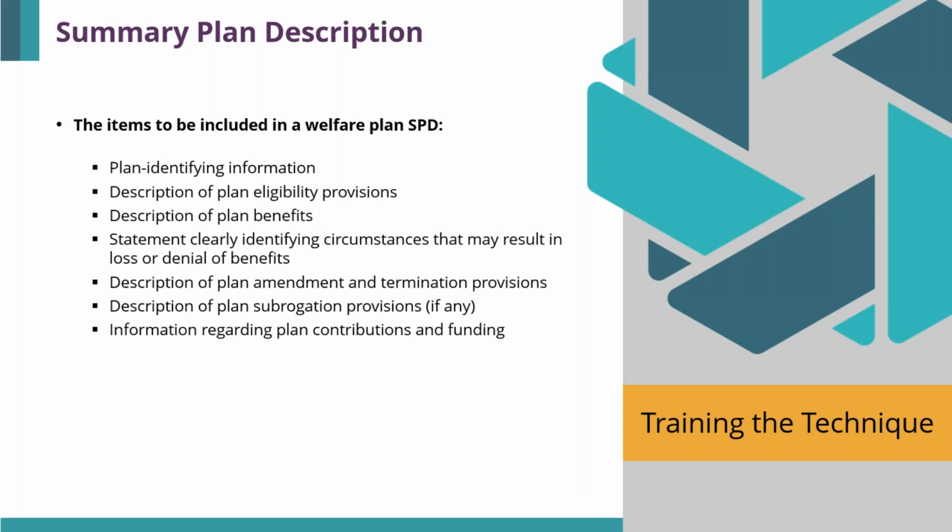So, items that must be included in the welfare SPD: plan identifying information, description of plan eligibility requirements, description of plan benefits, statement clearly identifying circumstances that may result in loss or denial of benefits, description of plan amendment and termination provisions, description of any subrogation provisions, and information regarding plan contributions and funding. And again, some of this information is not included in the insurance contract.